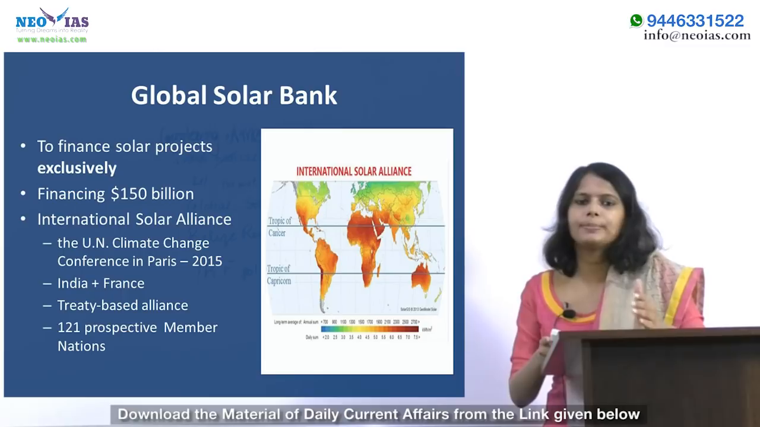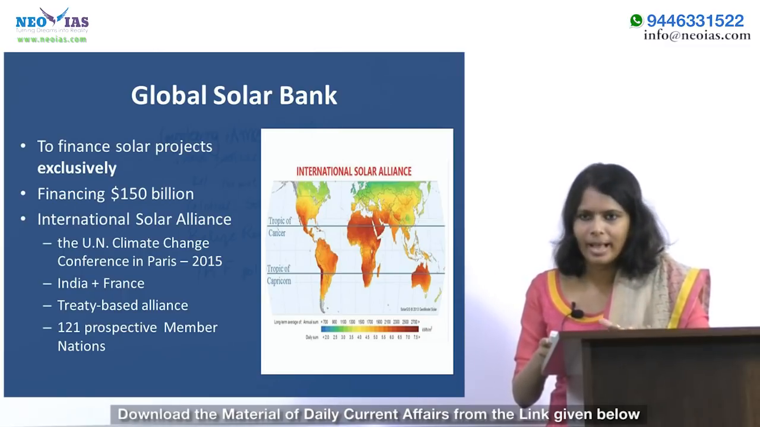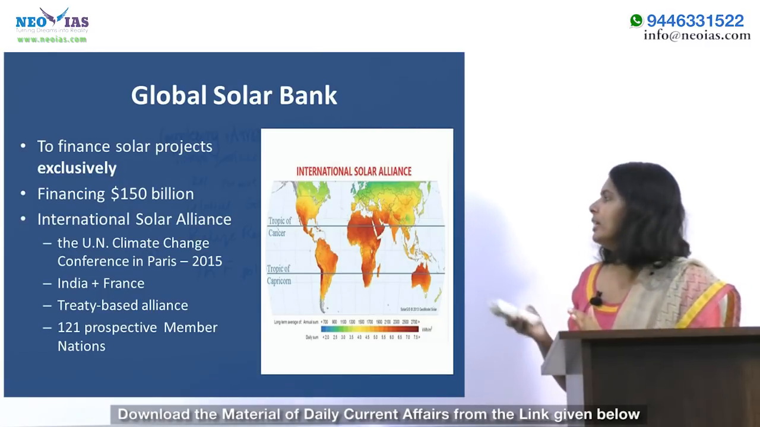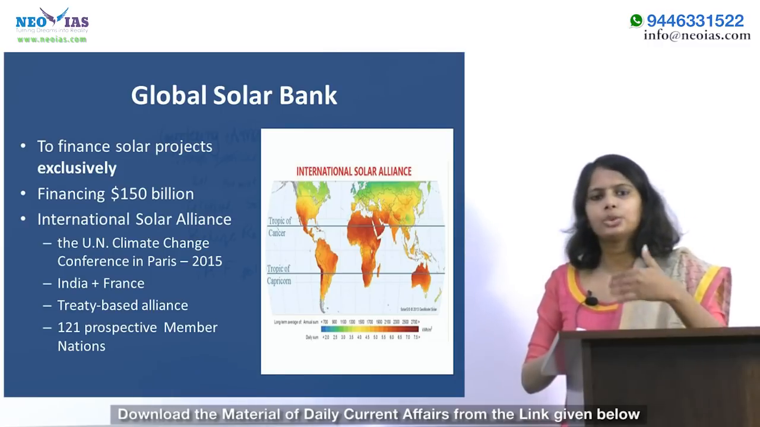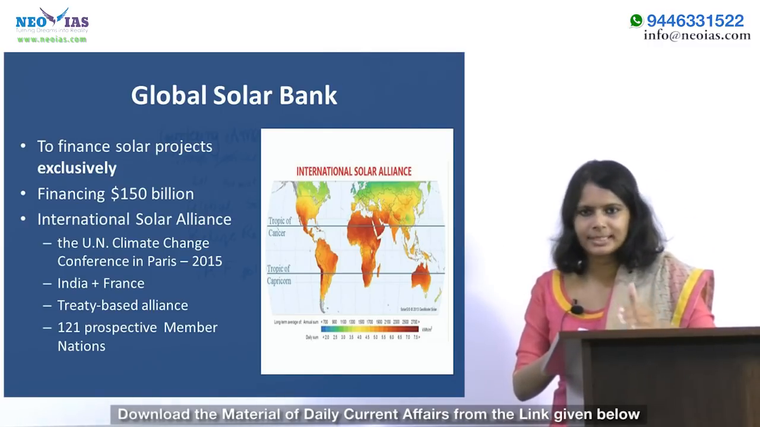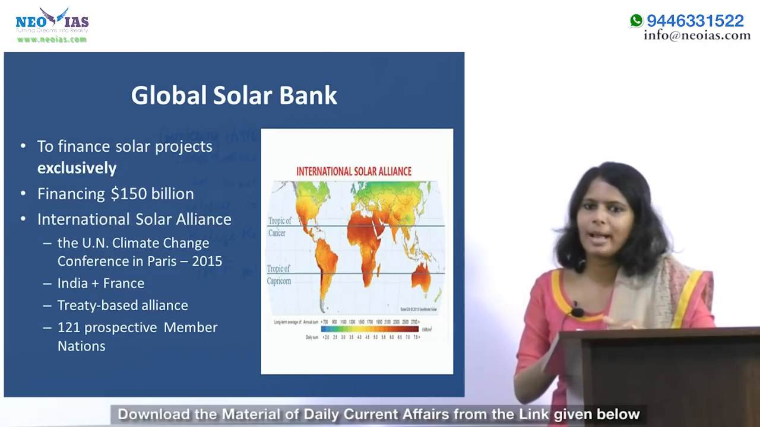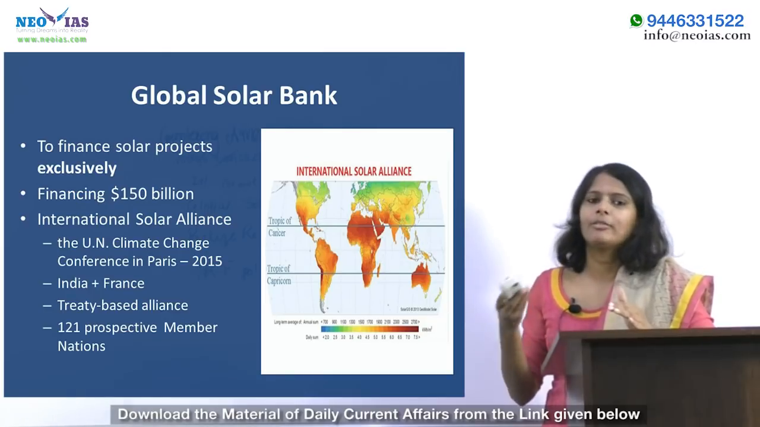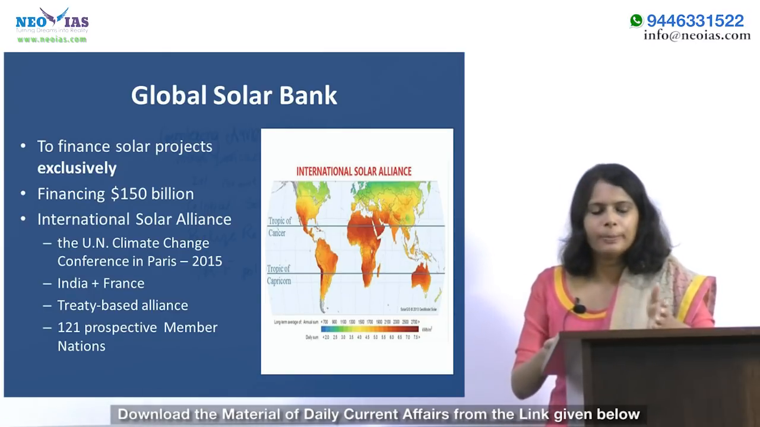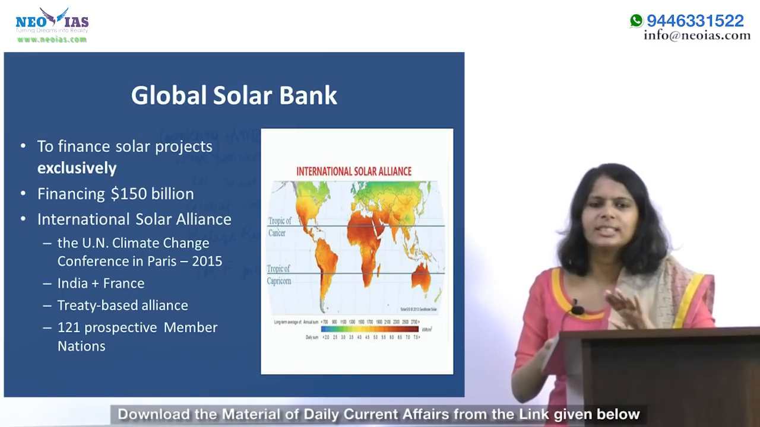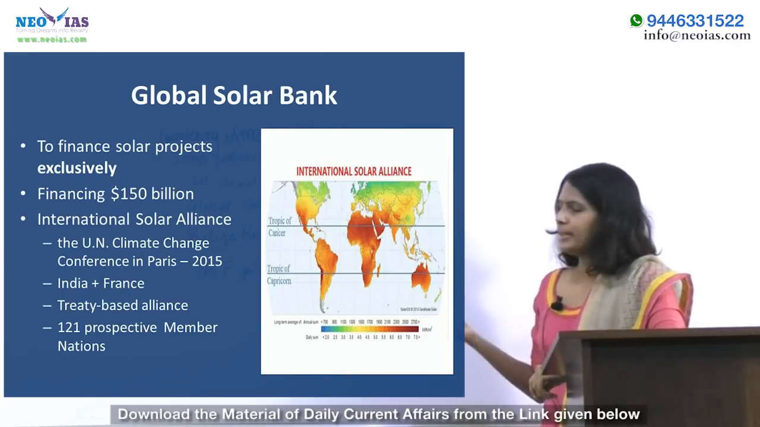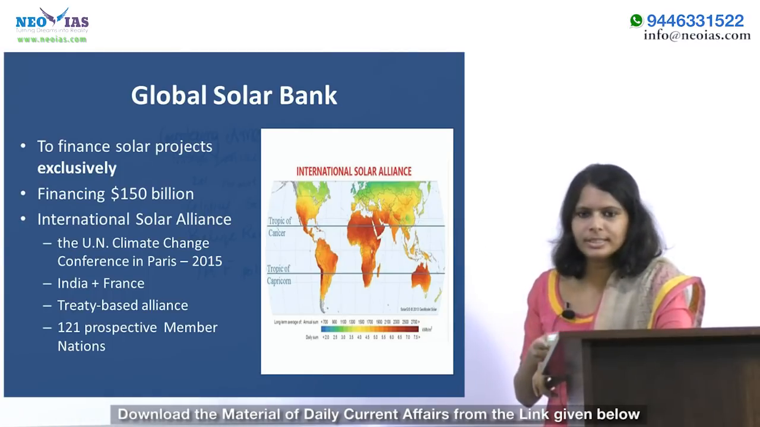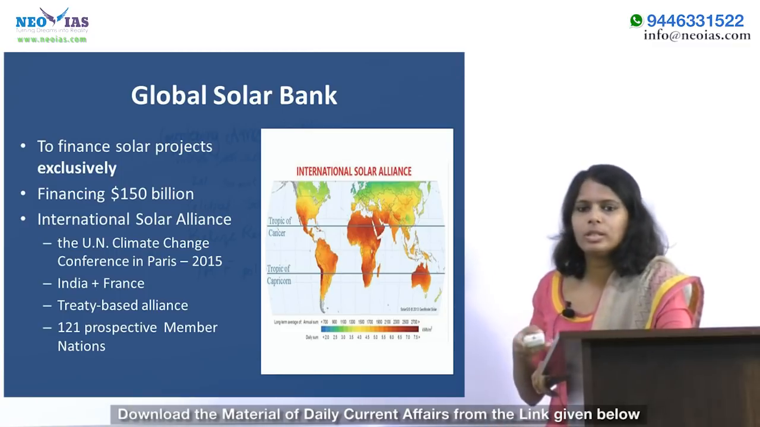Next topic is Global Solar Bank. International Solar Alliance is planning to set up a Global Solar Bank, and this bank is to finance solar projects exclusively. The alliance plans to approach multilateral development banks like the Asian Infrastructure Investment Bank to create a special purpose vehicle to specifically finance solar projects. A special purpose vehicle in simple terms can be said to be like a subsidiary. This SPV is aimed at financing around $150 billion, and it would act as a World Solar Bank.